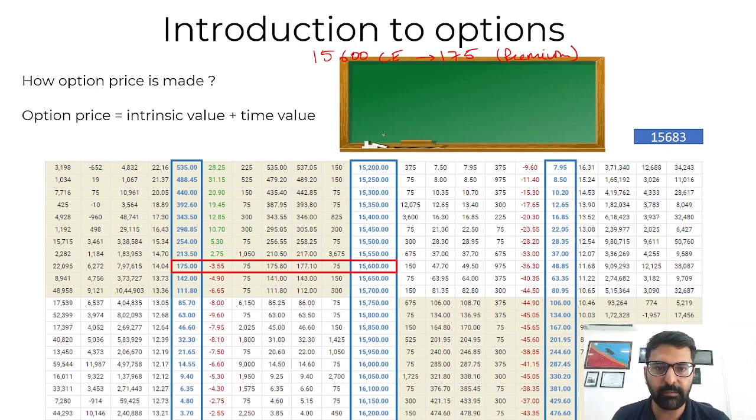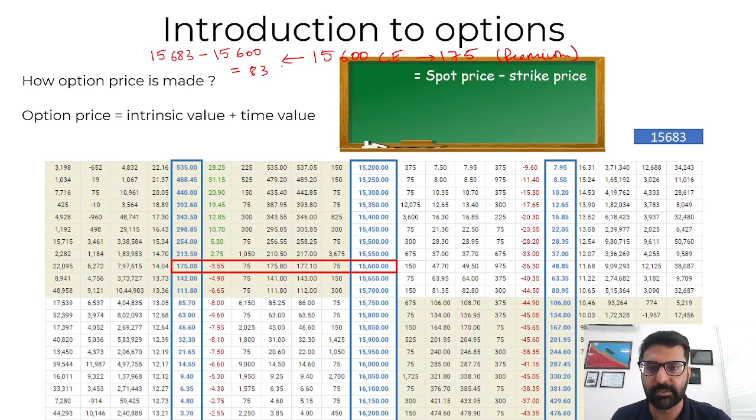Now the formula for calculating the intrinsic value is the spot price minus the strike price. So what is the intrinsic value in this case? The spot value is 15,683 minus the strike price, which is 15,600. So the intrinsic value comes out to 83. So this is the intrinsic value.